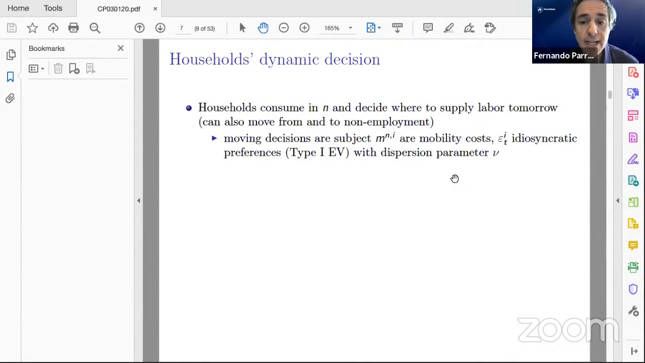Starting with the household dynamic decisions, households are going to consume in a given location and are going to decide where to supply labor tomorrow. We're also going to take into account in the model transitions, not only across locations, but also between non-employment and employment. These moving decisions by households are going to be subject to mobility frictions, M, and subject to idiosyncratic shocks epsilon that are going to be a realization from a type 1 extreme value distribution that is going to allow us, as in recent literature, to aggregate the behavior of individual households.